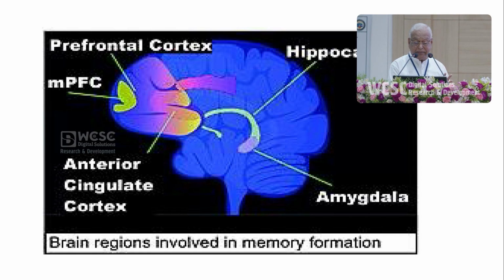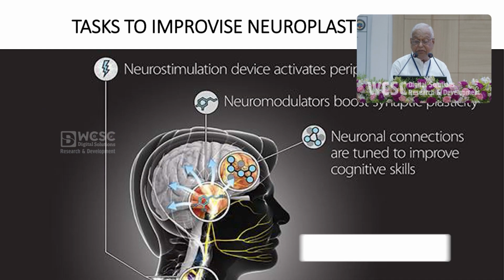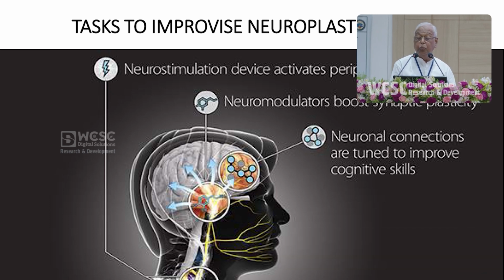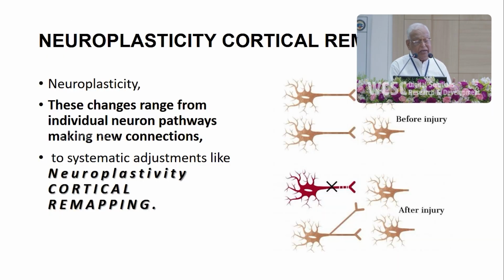How the memory is created is when we stimulate the pudendal nerve, these are all the limbic system connected with the memory. When the stimulation is going on, neuromodulators boost synaptic plasticity. That's what Thomas was telling through neuromodulators and synaptic plasticity. Through this, neuronal connections are turned to improve cognition skills in the brain. In that way, we produce a new neural pathway in the cortical brain.